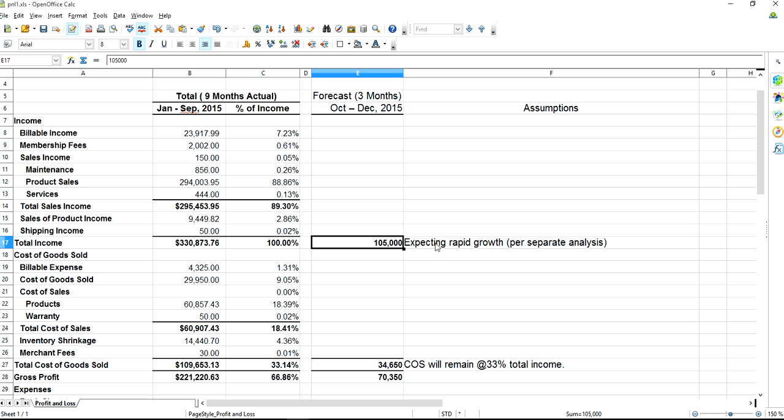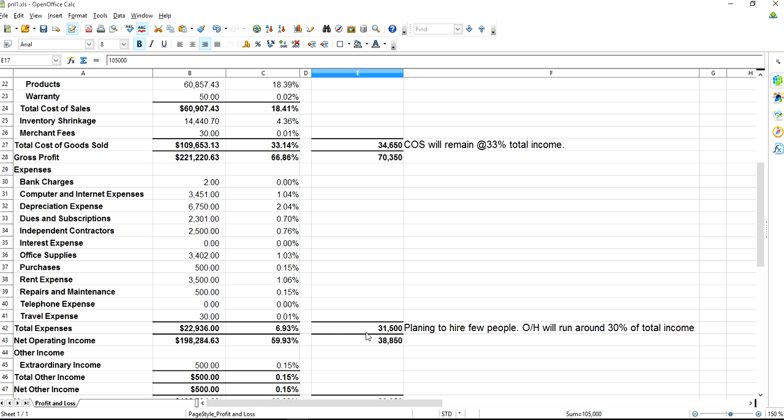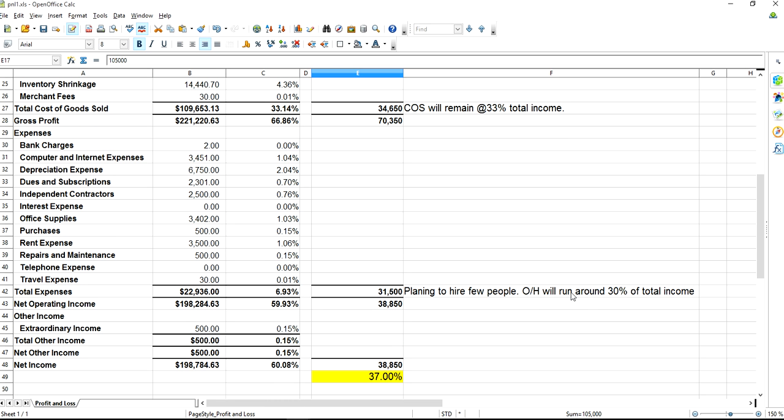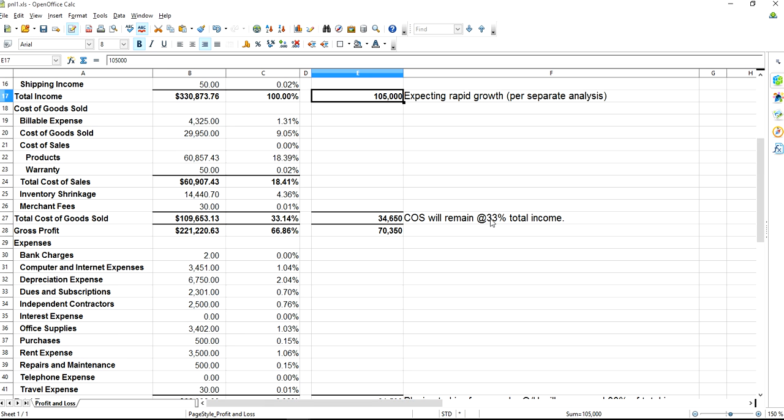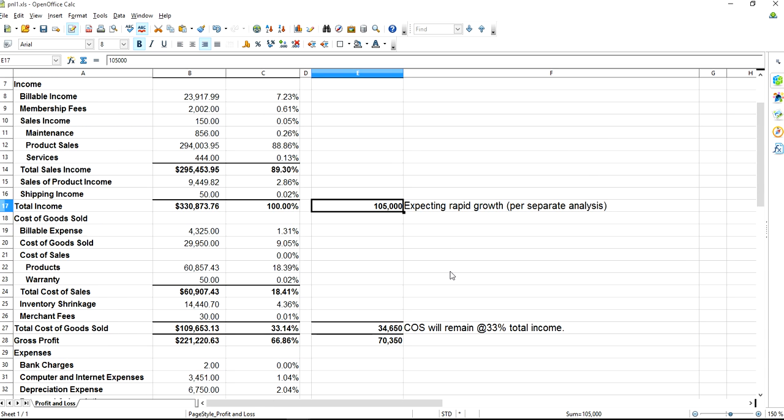So the per shipper analysis, expecting rapid growth, and the revenue is going to be 105 for Q3, which is for 3 months, and the cost of sales, which is 33%. 33% of this is this, so it will still remain the same. And here's your gross margin. This minus this is your gross margin, and then you have your overhead type. I'm saying it's 31,500. Although this one is a demo one, it's not always reflective of how the business will run. So I'm planning to hire a few more people, and overhead will run around 30% of total income. Overhead is 30%, and cost of goods sold is 33%, and the difference between those two, 37%, is your net income. So that's our forecast.